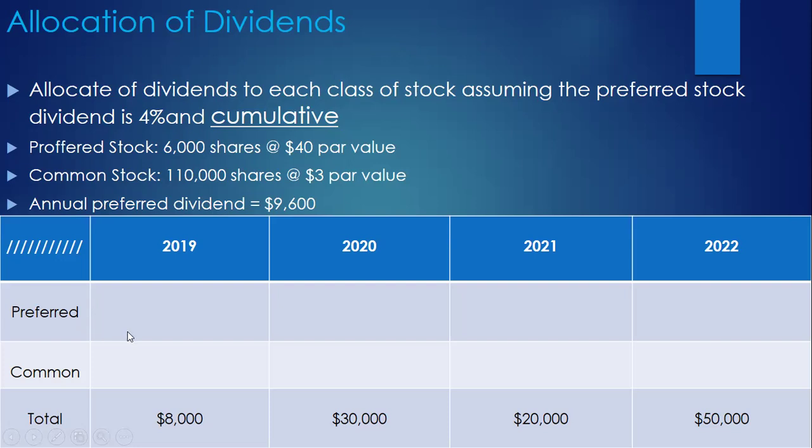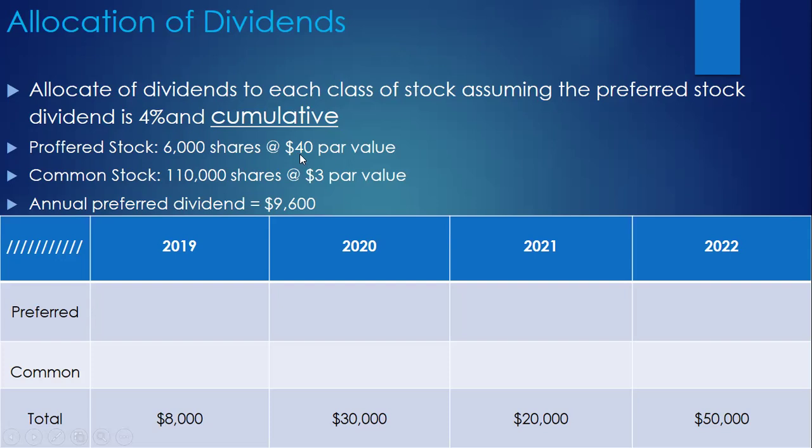Let's go for the numbers. I'm going to make it easy for you. So now let's take the annual. How much are they eligible for? The cumulative preferred stockholders are eligible for 9,600. How did we get this number? Let's see here. We had preferred stockholders, 6,000 shares.